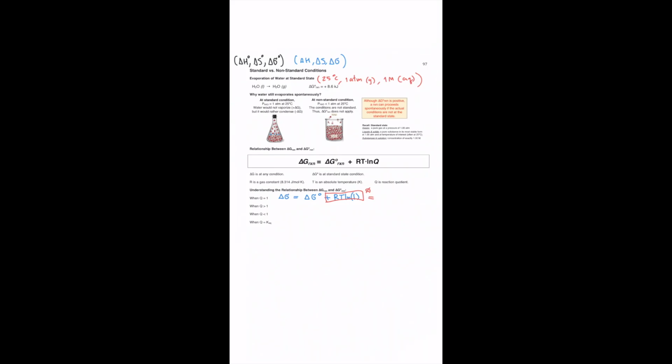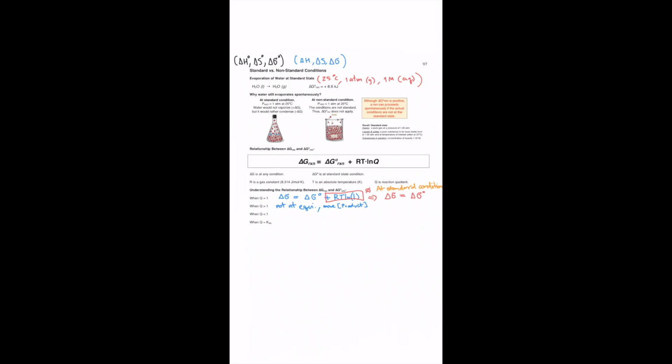Therefore, in this case, we can say that when Q equals 1, delta G will equal delta G naught, which indicates that at this condition, the delta G we are looking at would be at the standard condition no matter what. When Q is greater than 1, it indicates that this reaction is not at equilibrium yet. At this point of the reaction, there is more product concentration than reactant. Therefore, the reaction would shift toward the reactant in order to reach equilibrium.